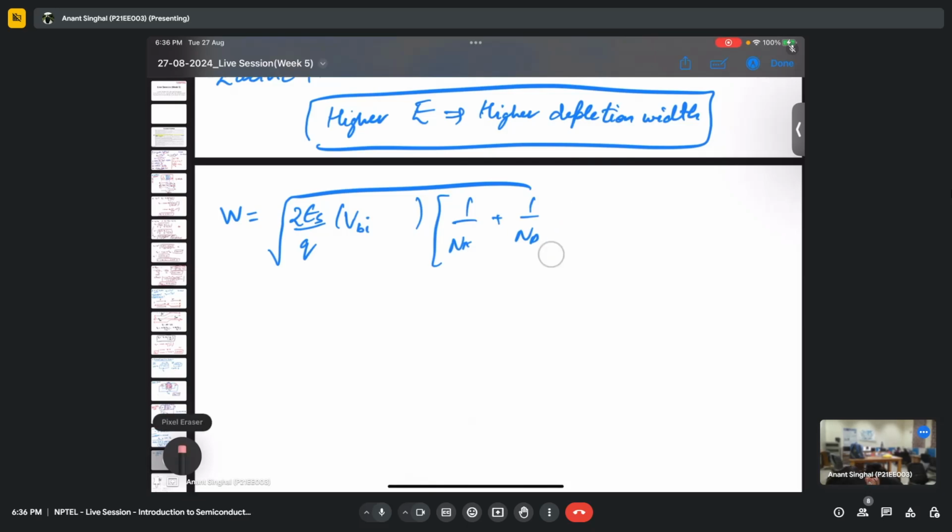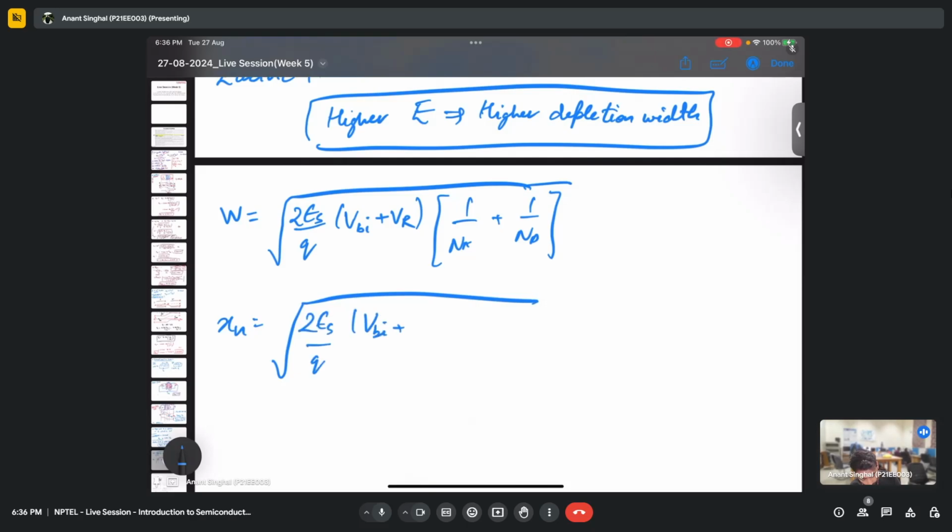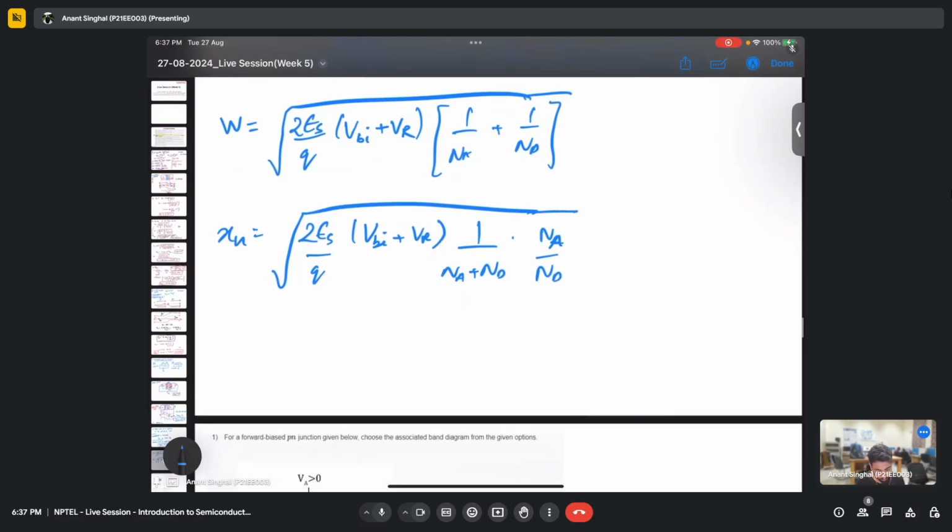I hope you already remember this. The only difference will be this additional term, plus VR. And similarly for xn, we will have the same formula, 2 epsilon s by q. We had VBI before, so there will be an addition to it, and the rest remains the same, 1 by Na plus Nd, whatever it was. For xn, Na comes above. And similarly for xp, we will have Nd by Na. I hope this is clear now.